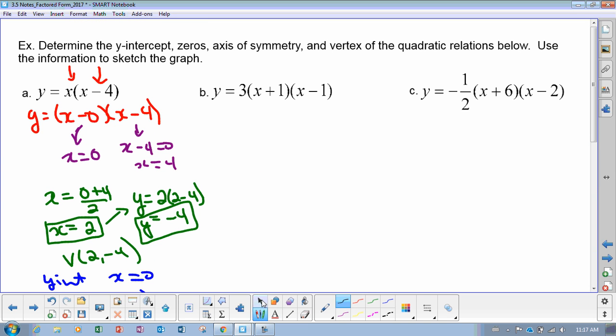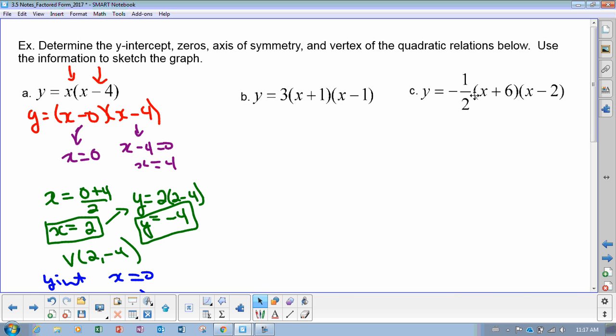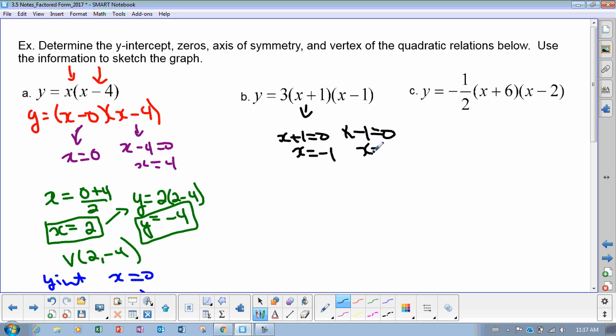So our next example, I have y equals 3 multiplied by x plus 1, x minus 1. Once again, we have two brackets, so we will have two zeros. From this bracket right here, I'm going to have x plus 1 equals 0, so x equals negative 1. From here, I have x minus 1 equals 0, so x is going to equal positive 1. So I've stated my zeros. Now I'm going to do the axis of symmetry. So x equals negative 1 plus 1 over 2, so x is equal to 0.